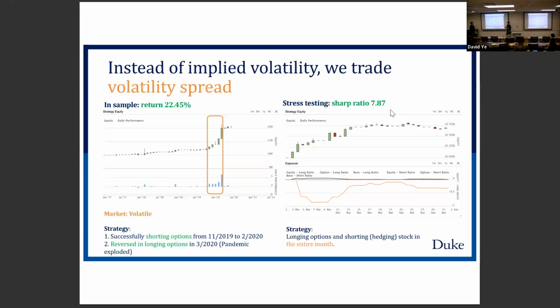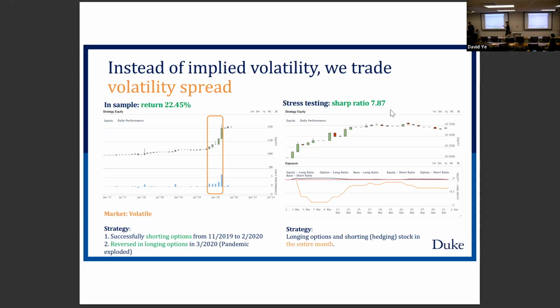So at the beginning, we want to emphasize that we are not trading volatility. We are trading the volatility spread, which is the difference between the implied volatility and actual volatility. With that in mind, we'll first look at the in-sample and the stress testing period because they overlap in March 2020. As you can see on the left, most of our return, our profit, contributes from this period. This is a 5-month period from November 2019 to March 2020.